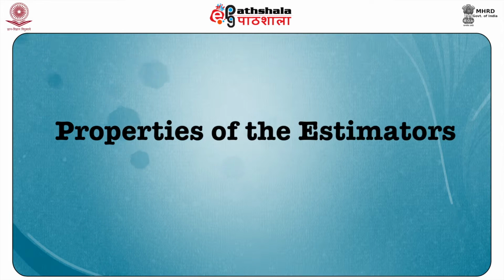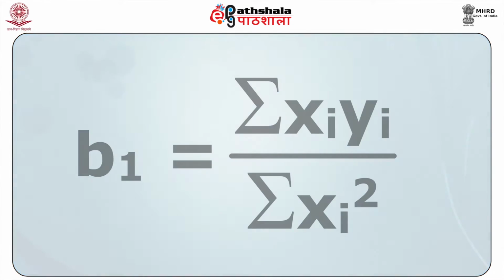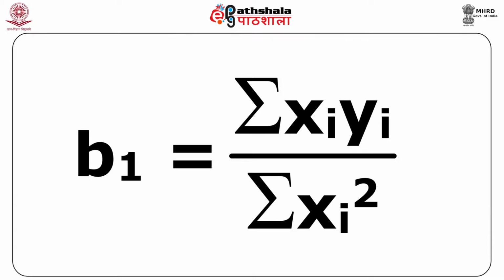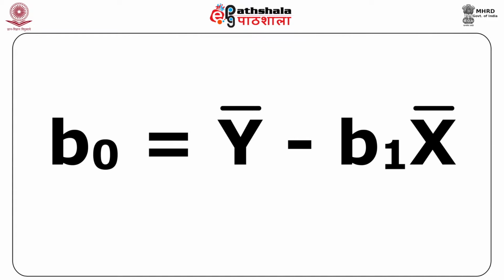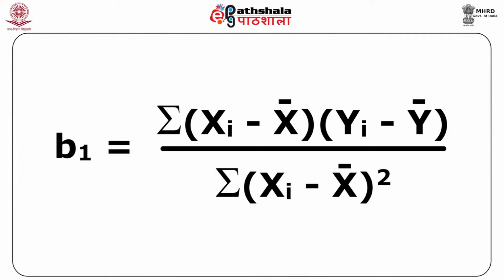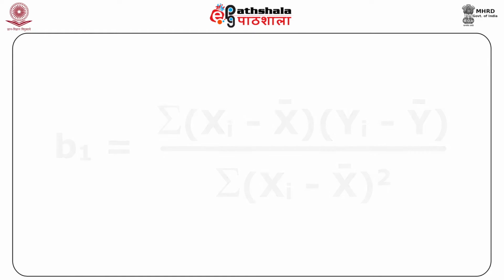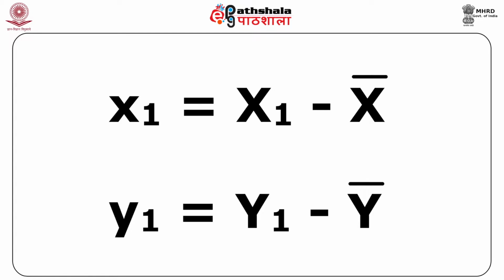Properties of the estimator. We have studied in the previous module that the OLS estimators of slope and intercept are given by B1 is equal to summation xi yi divided by summation xi square, and B0 is equal to y bar minus b1 x bar. The OLS estimator of the slope can also be written as B1 is equal to summation xi minus x bar into yi minus y bar divided by summation xi minus x bar whole square, where xi is equal to capital Xi minus capital X bar, yi is equal to capital Yi minus capital Y bar.